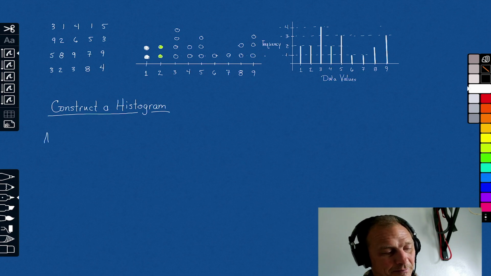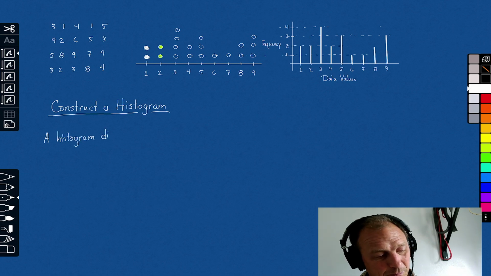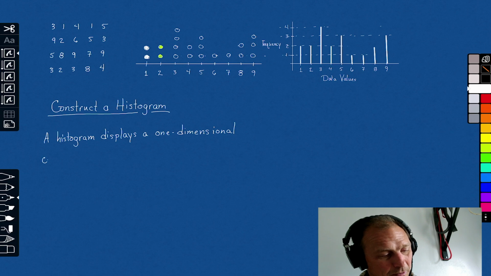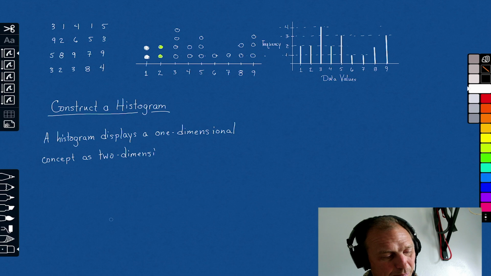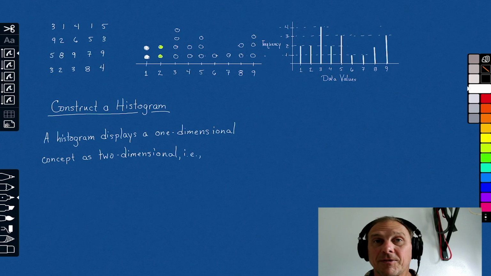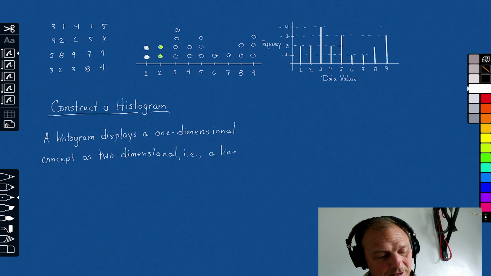A histogram displays a one-dimensional concept as two-dimensional, i.e., that is, what it does is it takes the vertical line, so a line, to a rectangle.